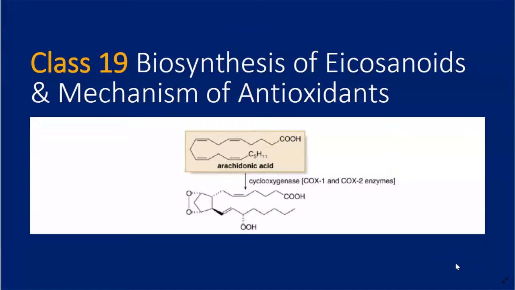The last video in class 19 takes a look at two ways radicals are used in biology. The first example we'll see is the biosynthesis of icosanoids, which are very important molecules that control inflammation and blood flow. And the second example, we'll take a quick look at the mechanism of antioxidants.